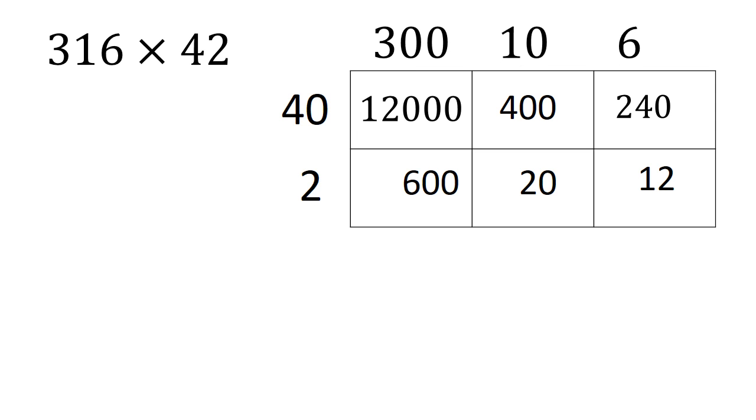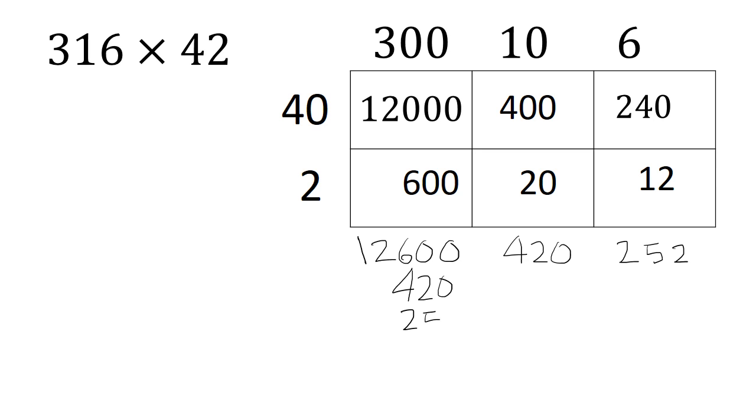Now that we've found all the partial products on the previous slide, we're going to add them all together to get our final answer. I will do so one column at a time, moving from left to right. So in the first column, we have 12,000 plus 600, which gives us a total of 12,600. In the next column, we add the 400 and the 20 to get 420. And in the last column, we add 240 plus 12 to get 252.